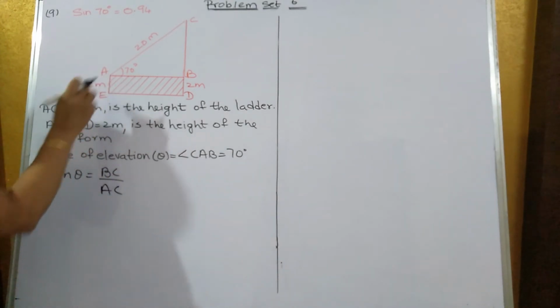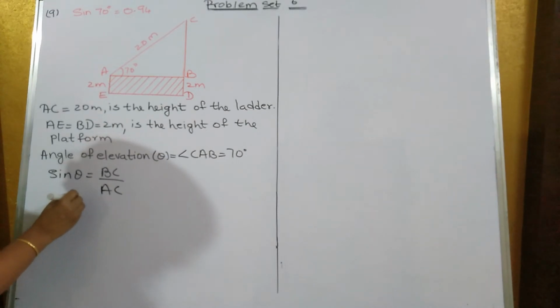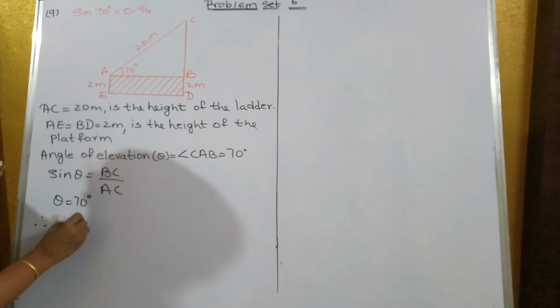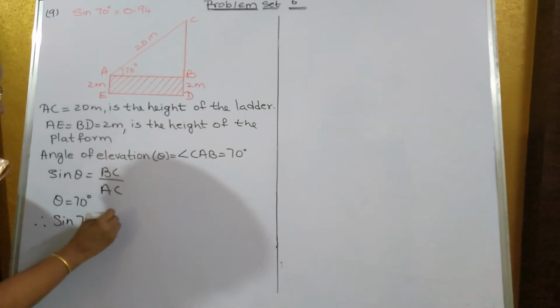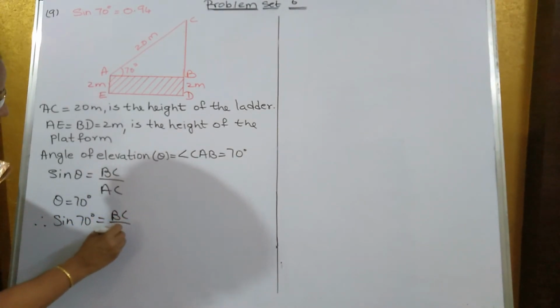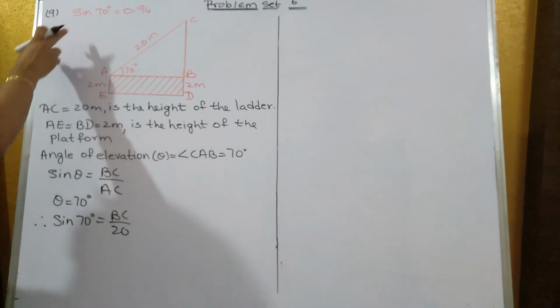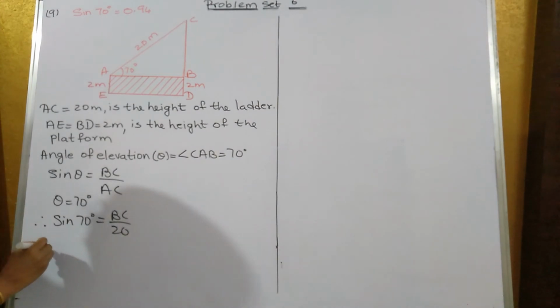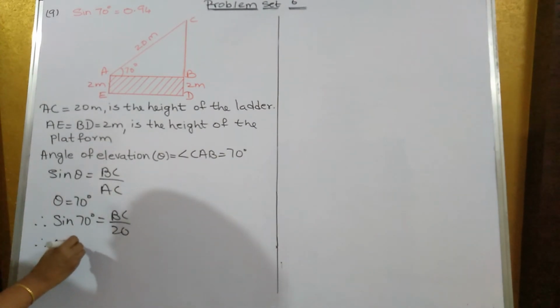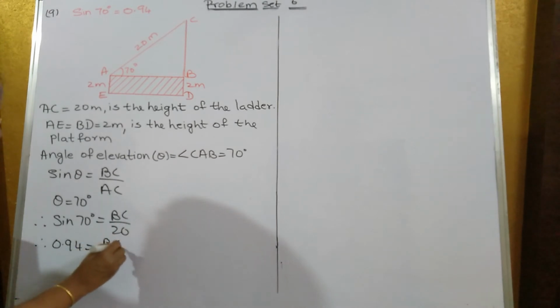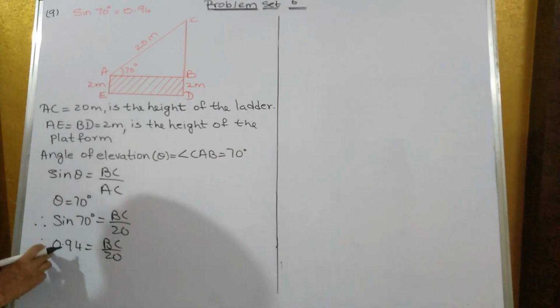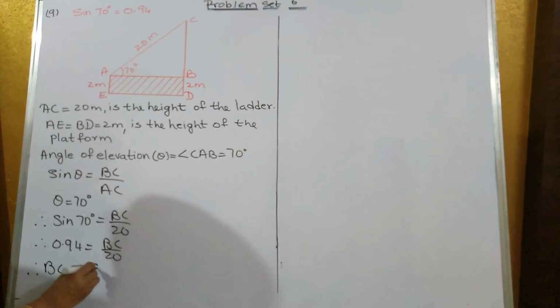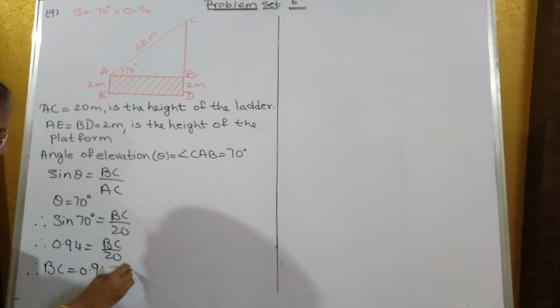Now theta is equal to 70 degree. Therefore sine 70 degree is equal to BC, which we have to find out, upon AC, which is 20. Now the value of sine 70 is already given in the question, that is 0.94. Therefore 0.94 is equal to BC upon 20. Now bring this 20 on this side. So what you'll get? BC is equal to 0.94 into 20.